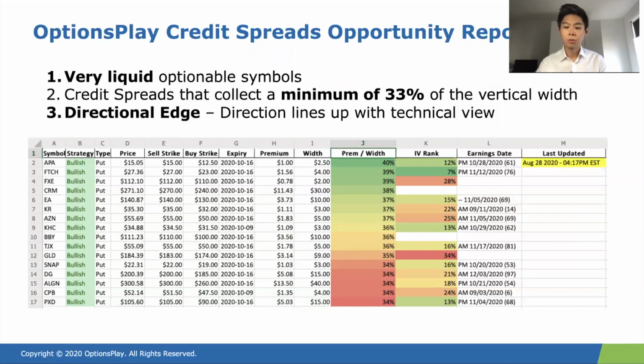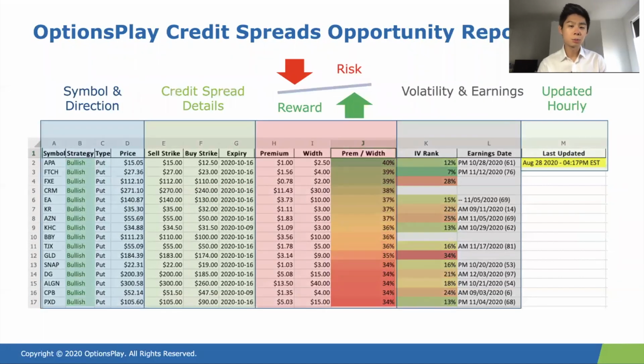Now, the report is broken up into 5 separate sections. On the left-hand side, it's pretty straightforward. You have your symbol and your direction. This tells you which stock or ETF we're interested in, and what directional view we have on that stock. The credit spread details show you exactly which expiration and which strike price we're buying and selling. So bullish credit spreads are going to be put credit spreads, bearish credit spreads are going to be call credit spreads.